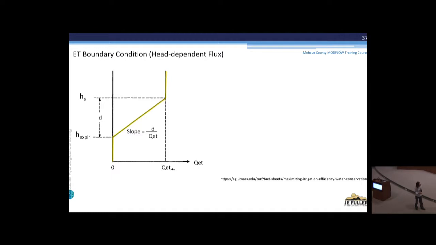When you go down into the aquifer, or into the soil zone, there's a certain point below which, it's called the extinction depth, below which plants can't access it, so ET goes to 0. So ET varies linearly.